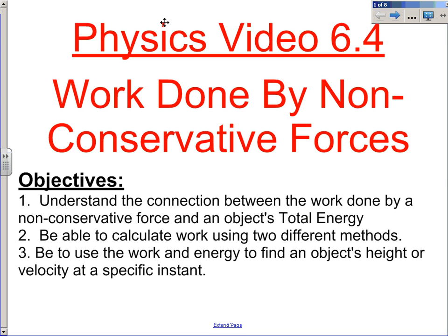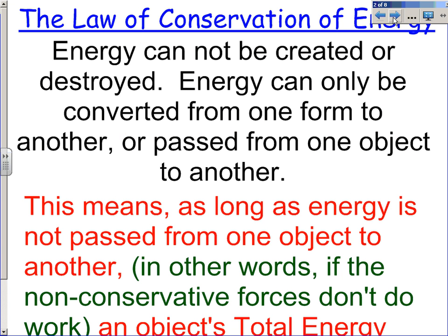Okay, so before I do, I should remind you, if you've not yet done this, you need to be making the connection between velocity and kinetic energy and height and gravitational potential energy. That is crucial that you understand that. Also, as a reminder, remember that when work is done by a non-conservative force, it changes the total energy of an object.